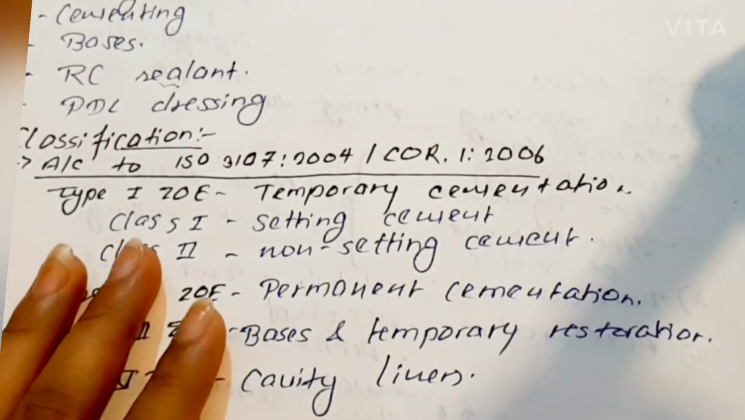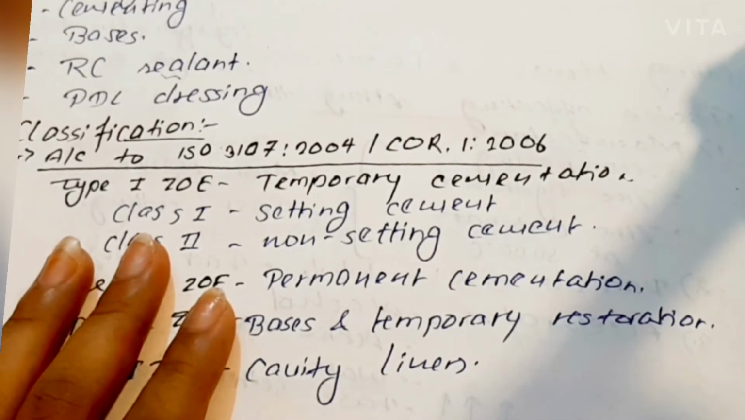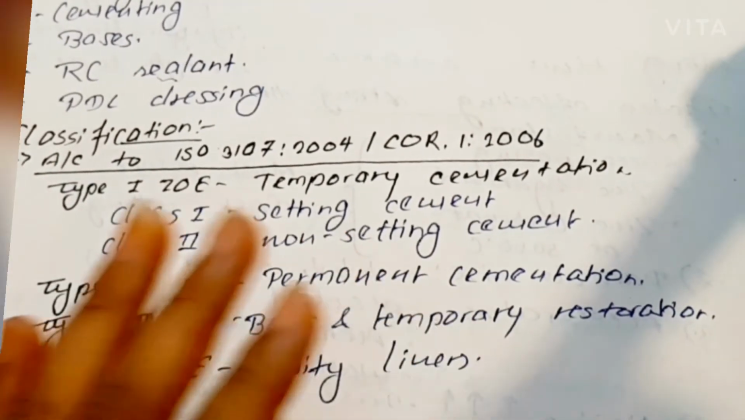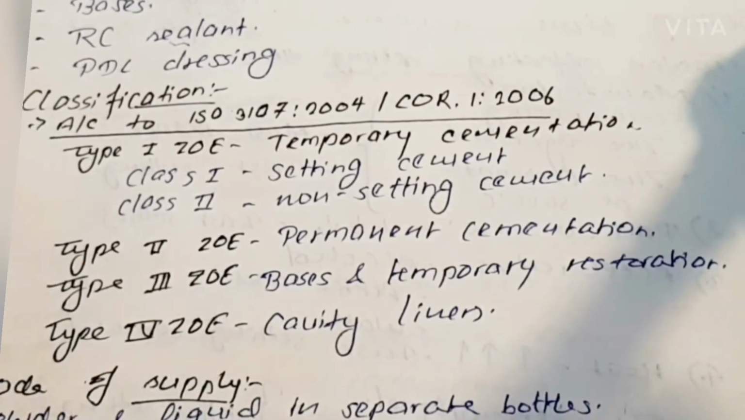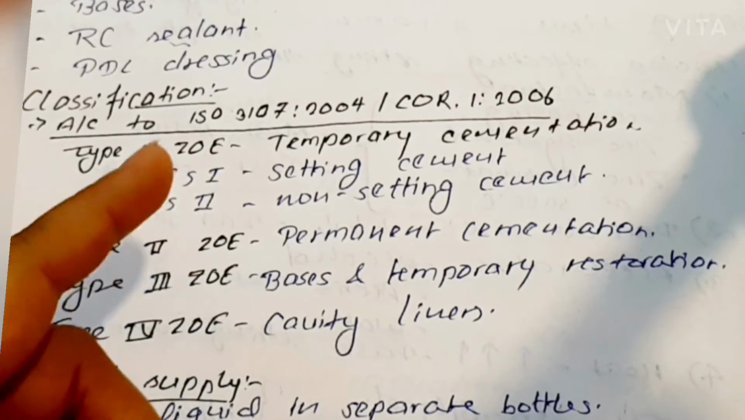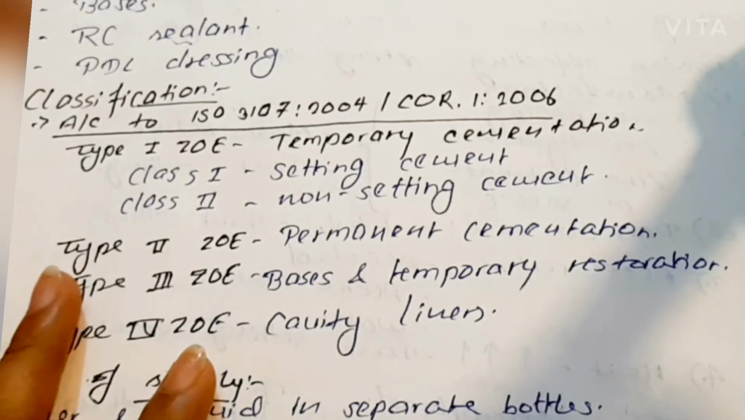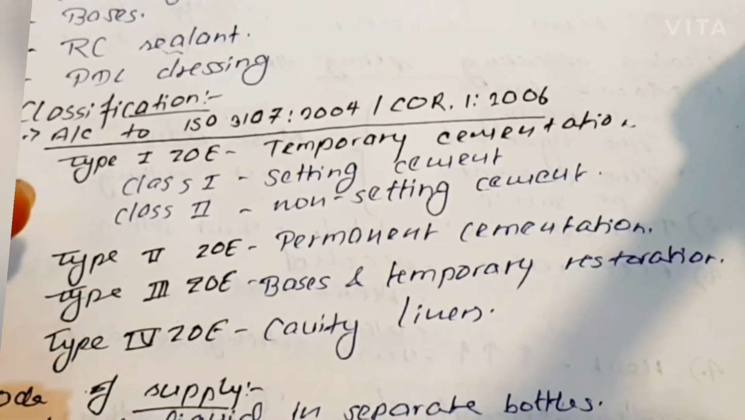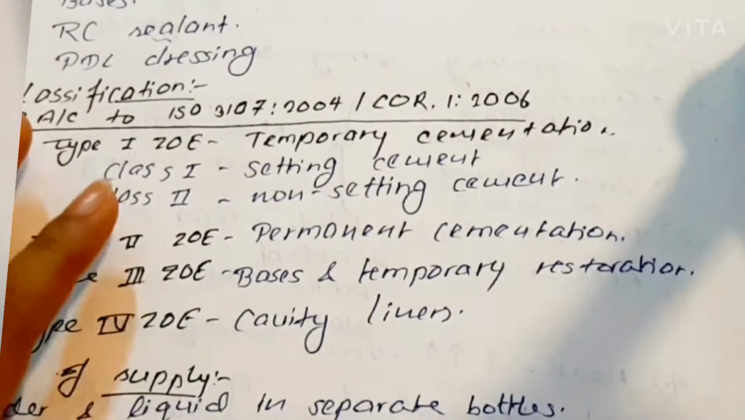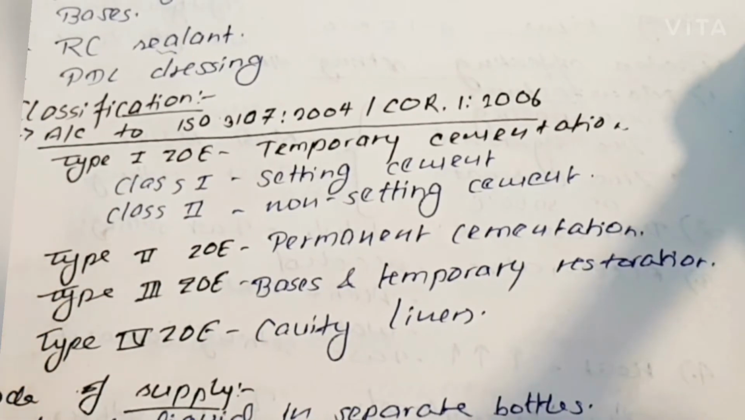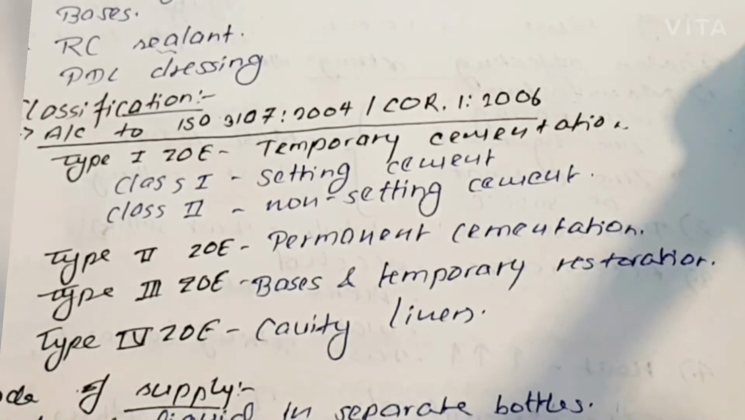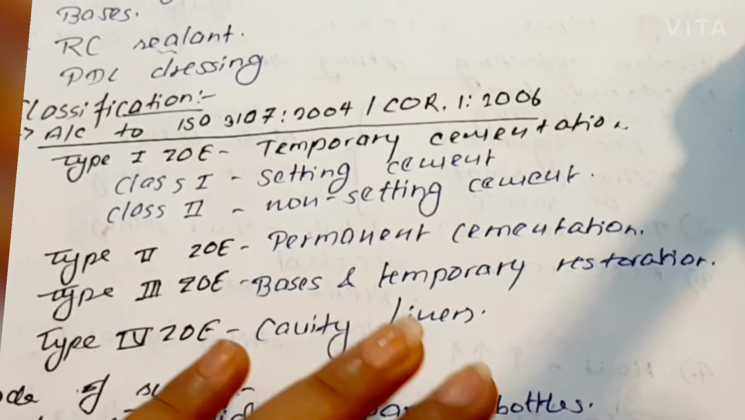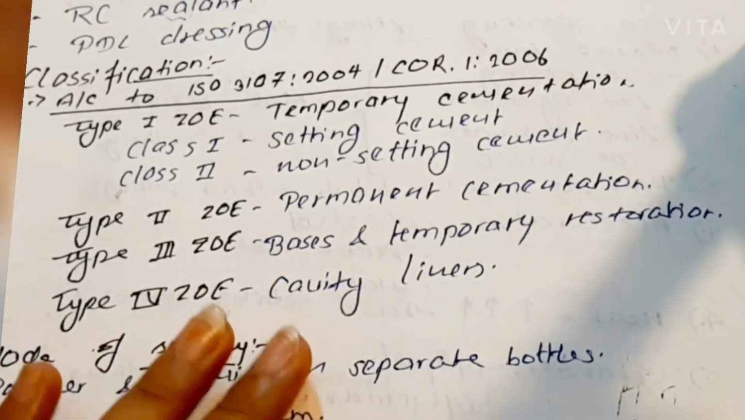The first classification is according to ISO 3107/2004. In this classification there are 4 types of ZOE. First one is type 1 ZOE, temporary cementation. There are 2 subclasses of type 1 ZOE: class 1 is known as setting cement and class 2 is known as non-setting cement. Type 2 ZOE is known as permanent cementation, and type 3 ZOE is known as bases and temporary restoration. Type 4 ZOE is cavity liner.